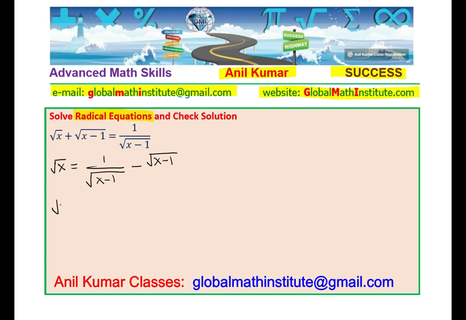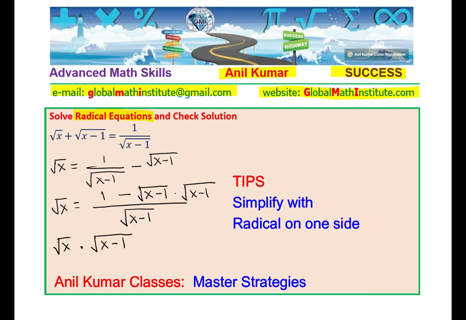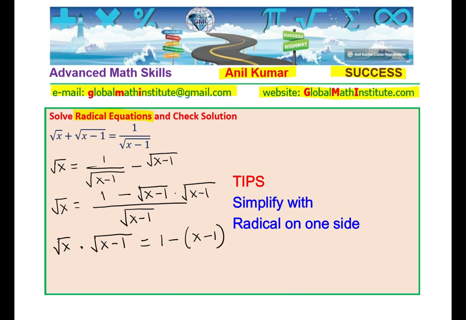Now let's simplify the right hand side, taking square root of x minus 1 as common denominator. So we get 1 minus square root of x minus 1 times square root of x minus 1, over square root of x minus 1. Makes sense, right? What you see here is that square root of x minus 1 times square root of x minus 1 is the square of that number. So we could rewrite this as square root of x. Let's cross multiply, multiplying with square root of x minus 1 to get rid of this denominator. On the right hand side, we get 1 minus the square of that, which will be x minus 1 within the bracket. Makes sense, right?